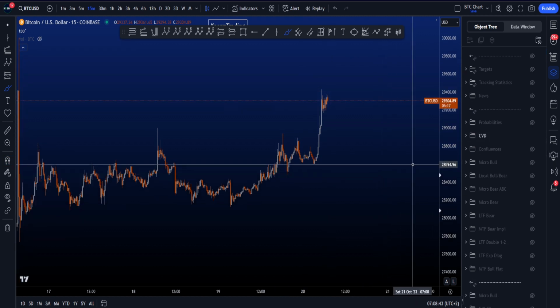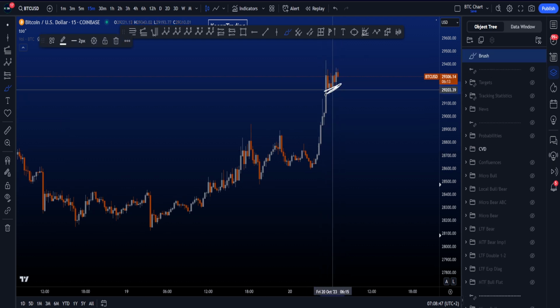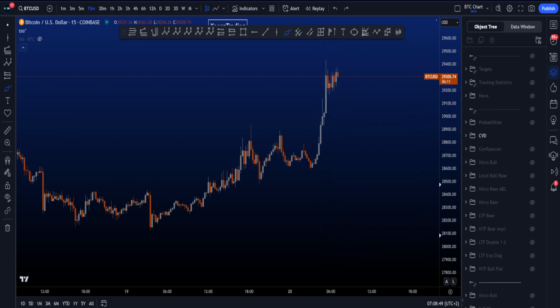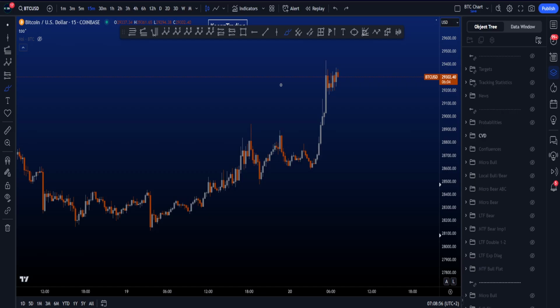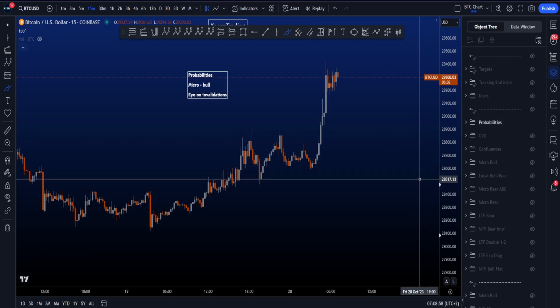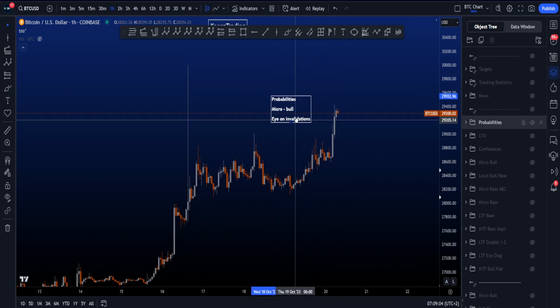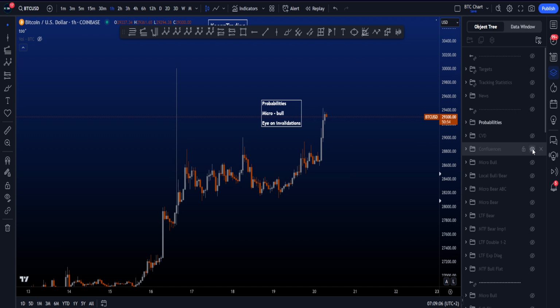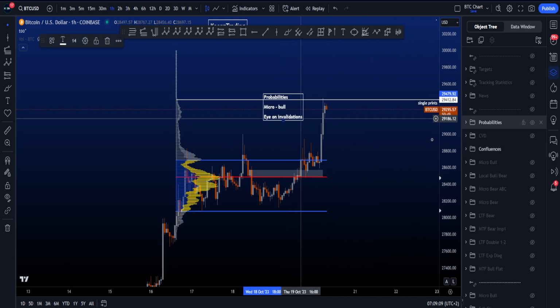If we look at the CVD divergences, then very, very locally, as mentioned, we do have some CVD divergences over here, but these already played out. But as you can see, again, price coming down, potentially here, more bullish CVDs forming. So that is quite interesting. If we then look at the probabilities, at the moment, more locally, we are at resistance. So you really want to get rid of this single print resistance. You want to close candles above this resistance, very important.